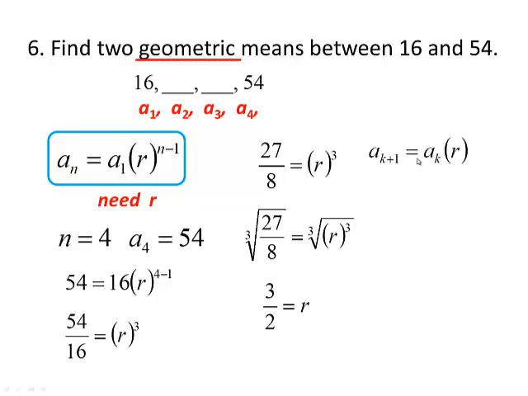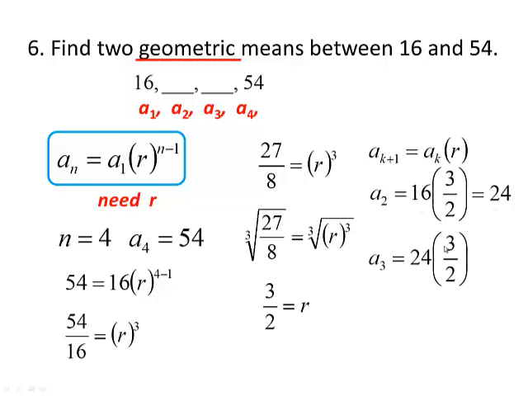I'm going to use another recursive here. The next term is the last term times r. So 16 times 3 over 2 is, reduce that and get 8 times 3 is 24. The next one, the third term, doing the same thing again. 24 times 3 over 2. Reduce this as 12 times 3 is 36. I have my two geometric means. I just want to double check if I can get back to my 54. So I'm going to take the 36 times 3 over 2, reduce that, I get 18 times 3, which is 54, and that checks.